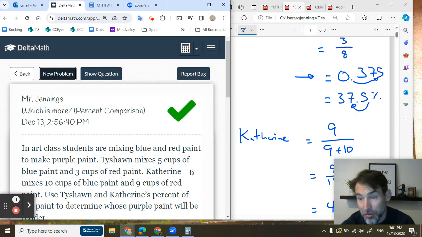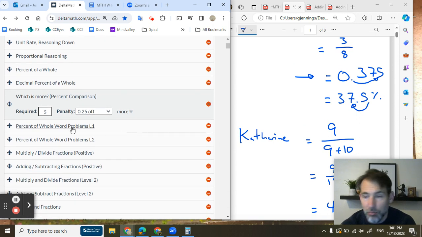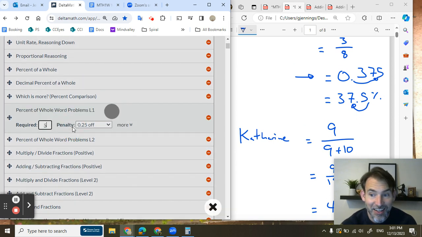So this is how you could use percents to analyze stuff like that. So cool, right? I think it's cool. Anyway, it's one interesting application of that. So let's take a look at some percent word problems next.